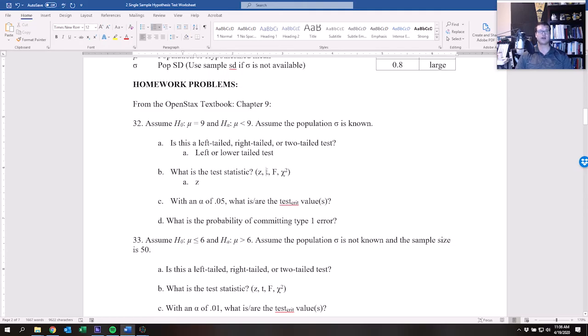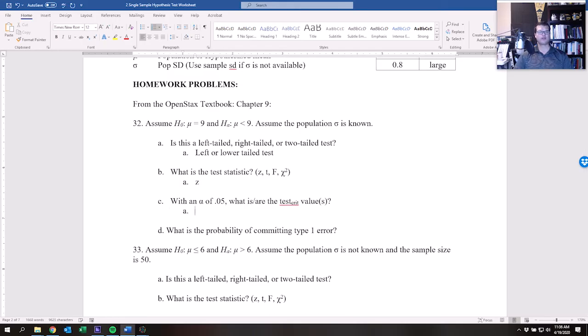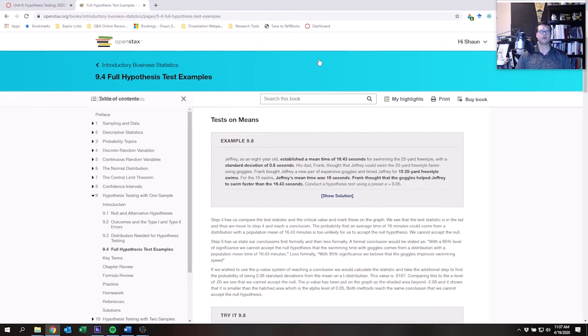With an alpha of 0.05, what is or are the test critical values? Well, in order to do this, you've got to know the tail. It's a left or lower tailed test. You need to know the test statistic, and now we need to pull up our fun little critical values sheet. Okay, so I'm going to come right here and go to Canvas, and I'm going to download the critical values sheet.